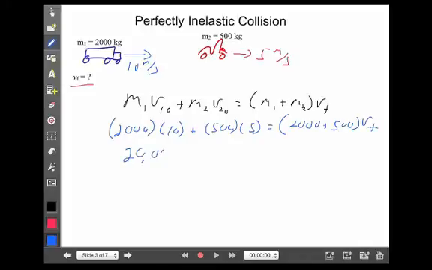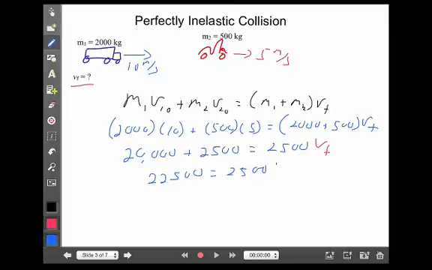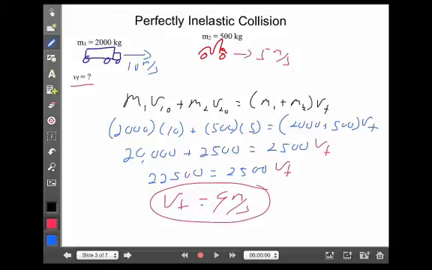Okay, so this is 20,000. This is 2,500. Let's add them together. This is 22,500. Divide both sides by 2,500. And that gives you a final velocity of 9 meters per second.